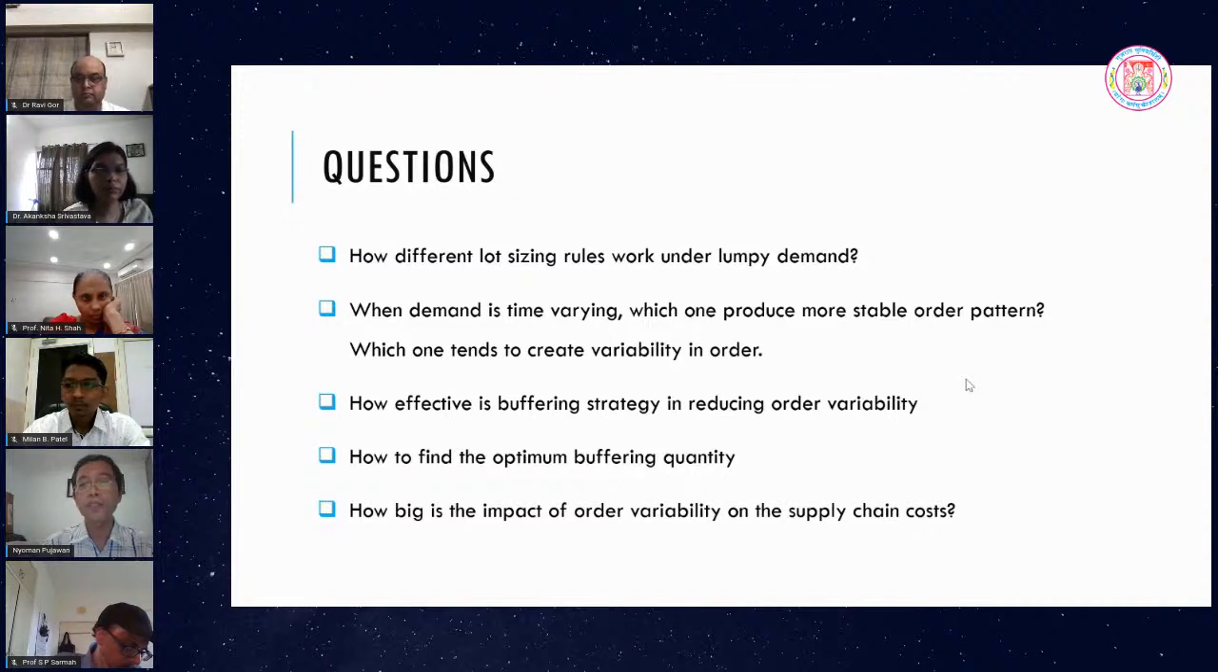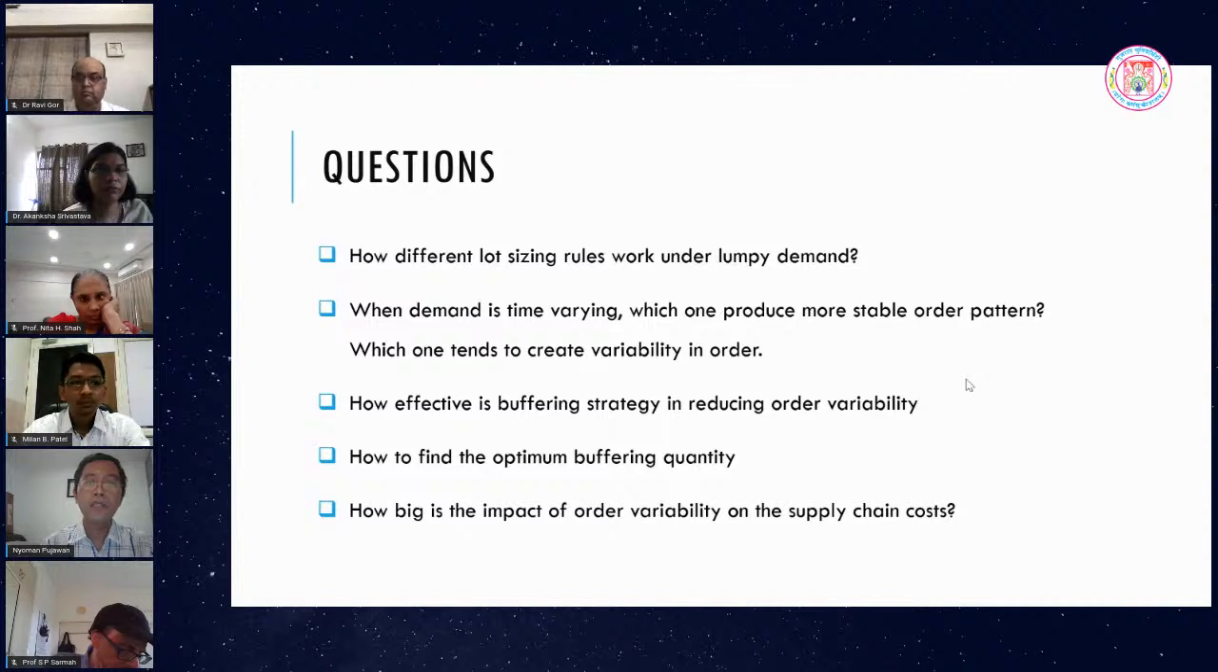So that was one of the works that I did. I'll show you in a minute. That is the first one. Now, how about the demand? If the demand is time varying, it is happening every period, but the quantity is not quite stable, as I mentioned earlier.